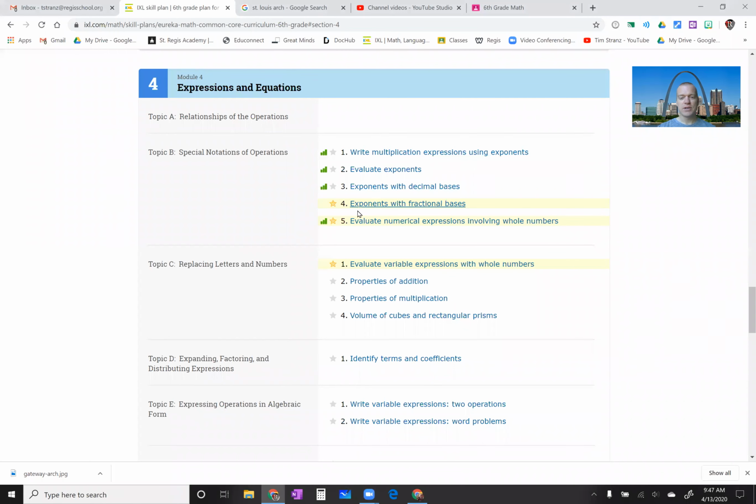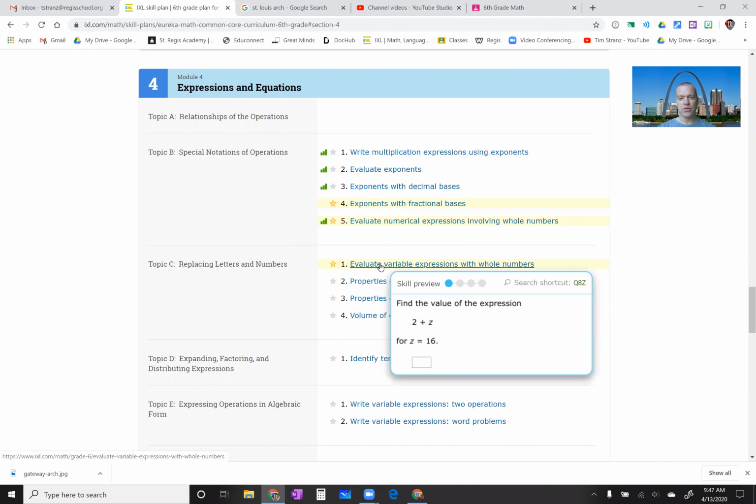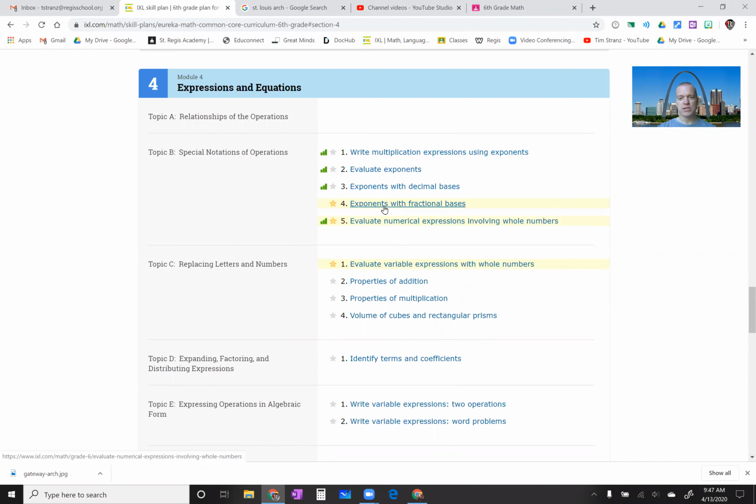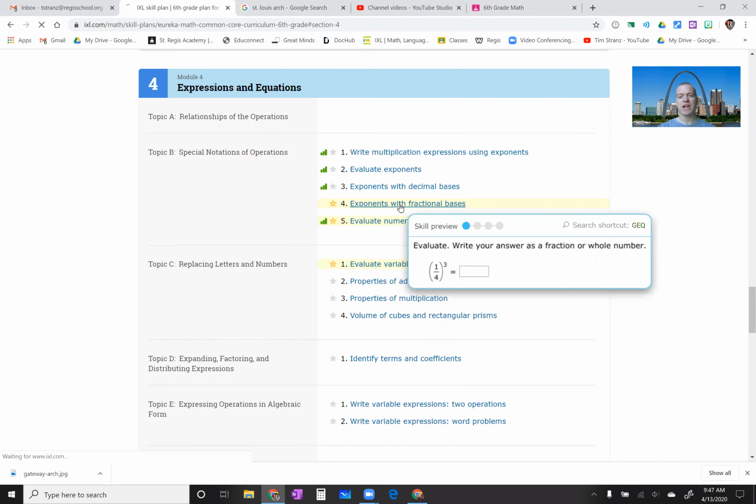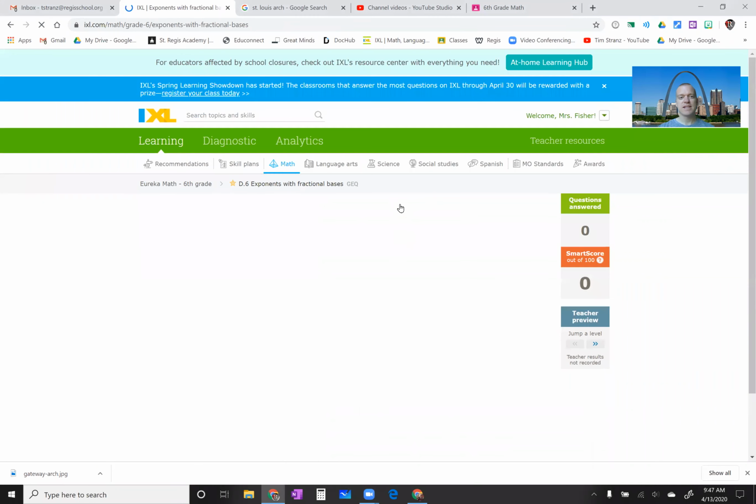All right, let me share my screen here with you and we can show you what we are going to learn today. All right, so here are the 3 skills I want you to try to complete by Thursday. So let's look at this first one, exponents with fractional bases. Sounds a lot of fun.